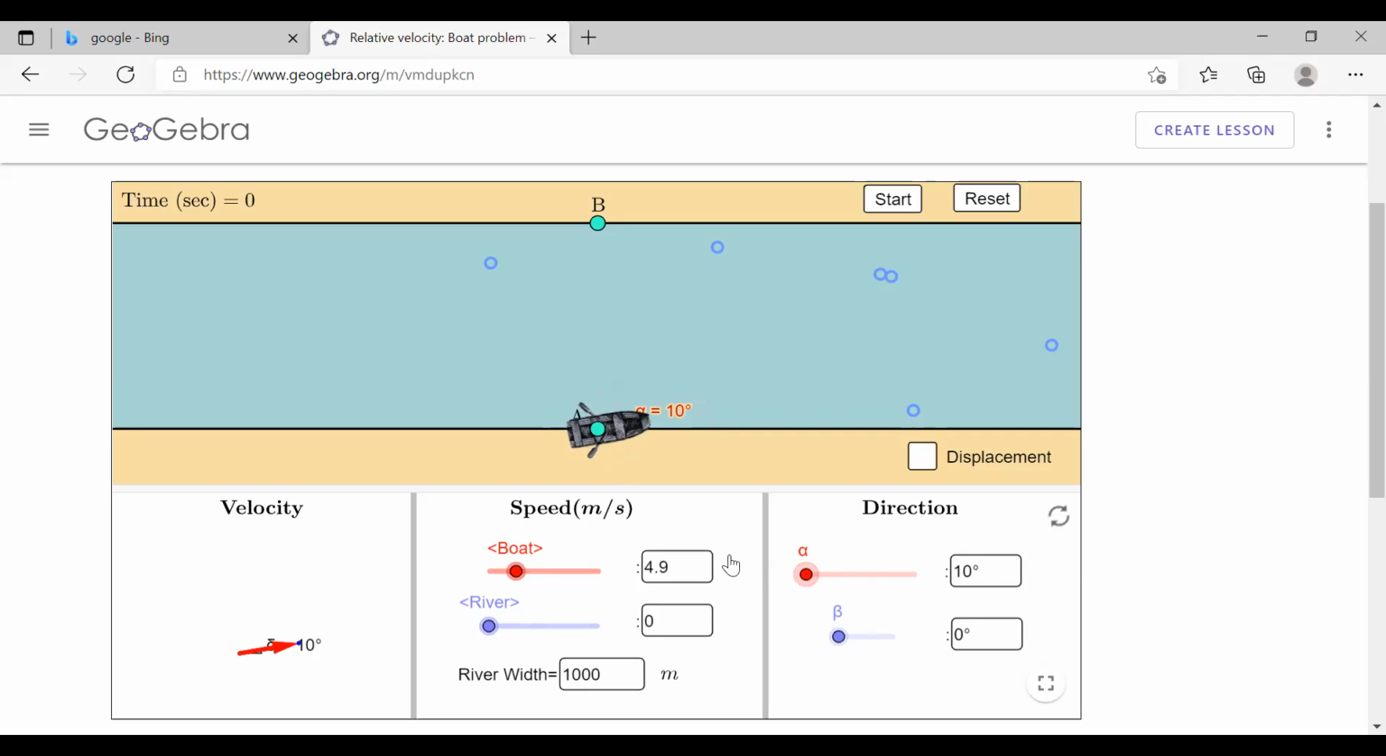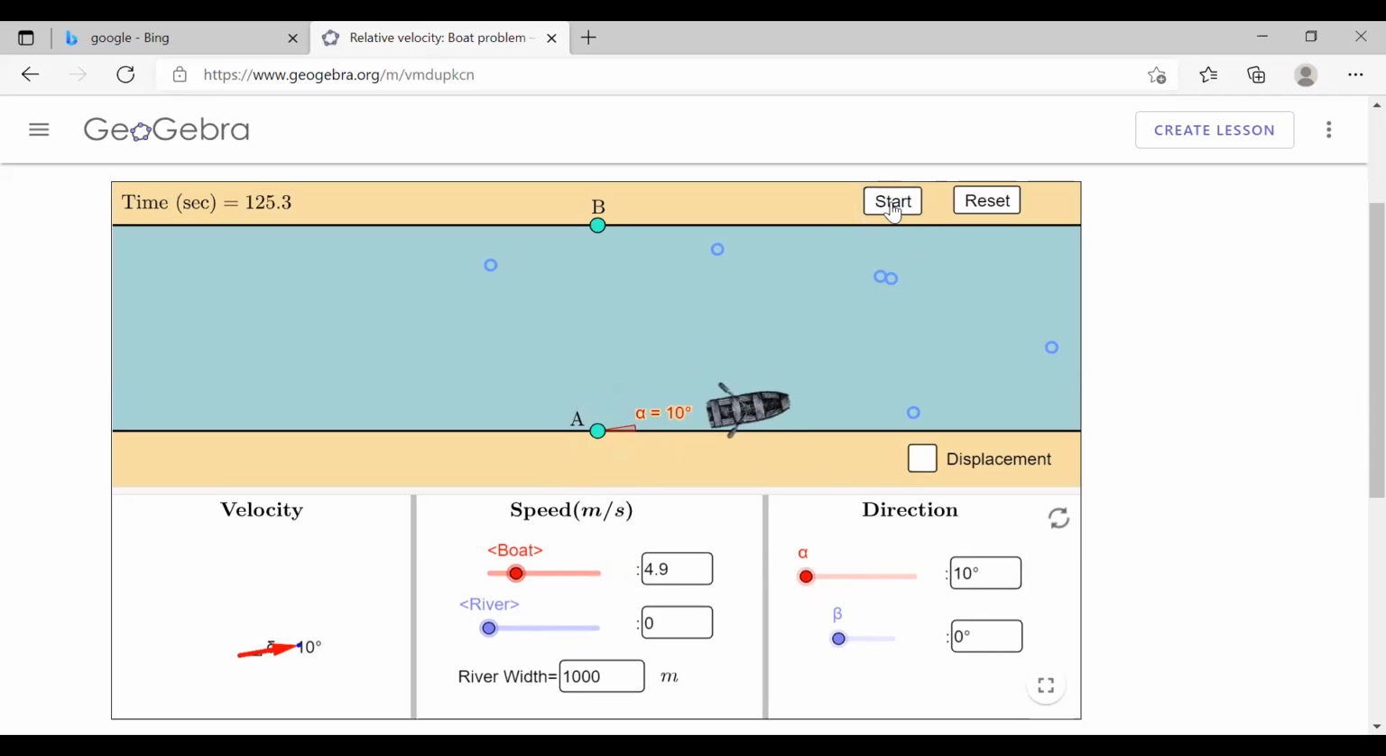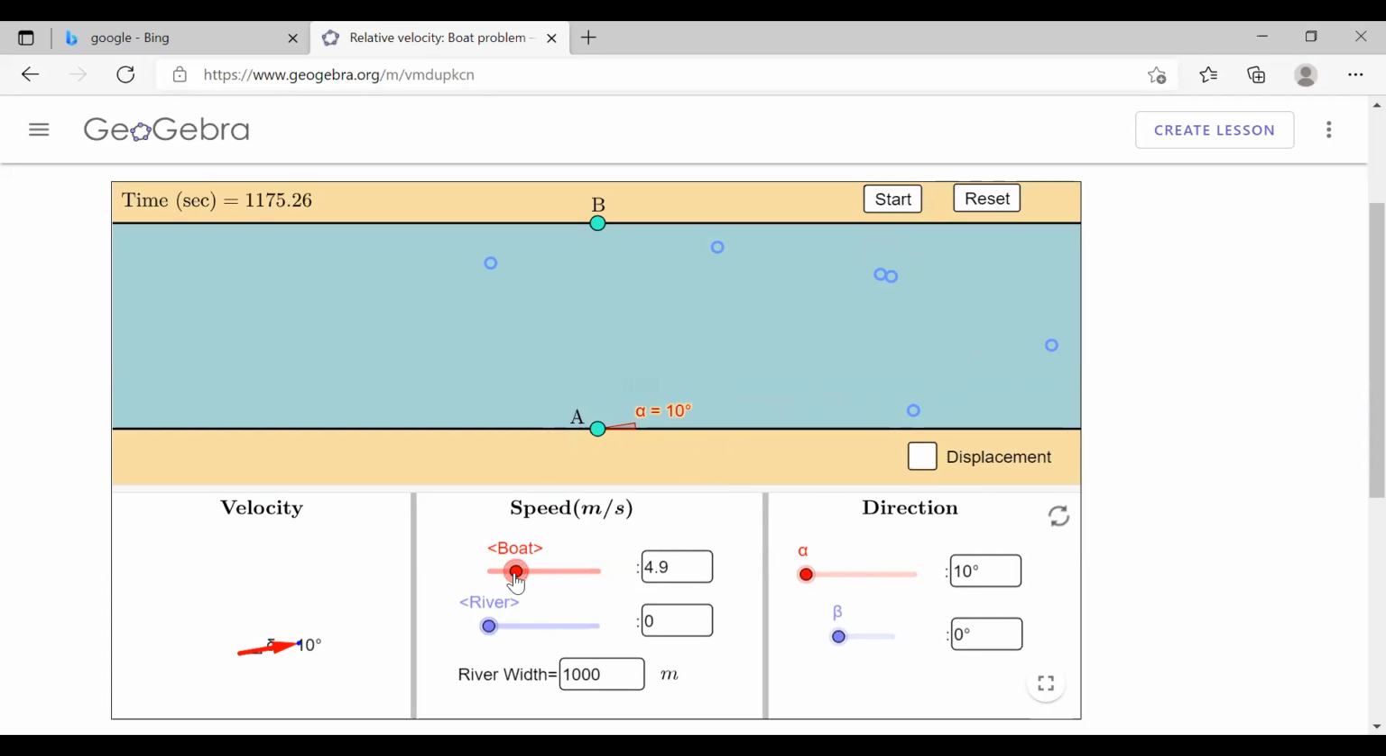But suppose you assume that the boat is moving exactly at 0 degrees, and then we start. Like this only, it will go straight. Actually, here I should make it zero. Are you understanding? So then it will go in this direction. Now, what is the speed with which the boat will move? 4.9. Yeah, or 5. That means 5 meters per second, correct?